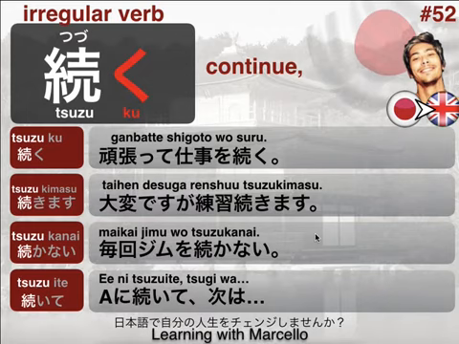So, this is the series where we are introducing verbs to help you improve your vocabulary in Japanese. Along with the verb, we will learn basically the four main forms that you can use the verb in to create your own sentences, okay? So, today's verb is the verb TSUZUKU, which means to continue, okay?